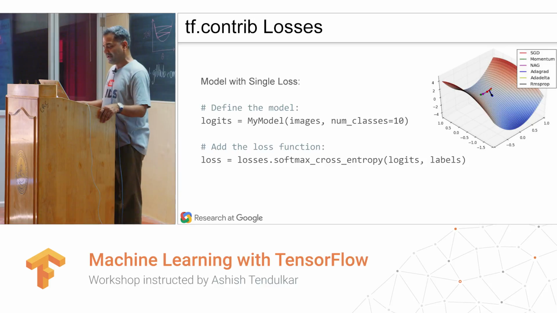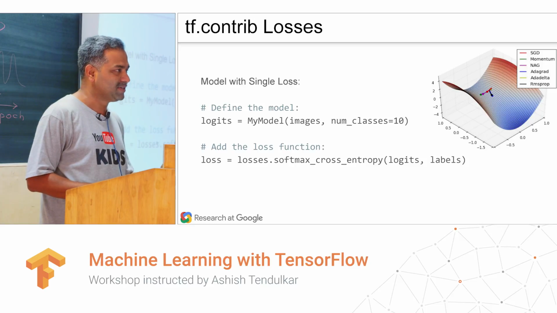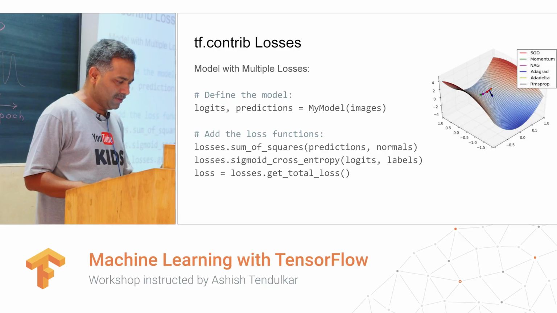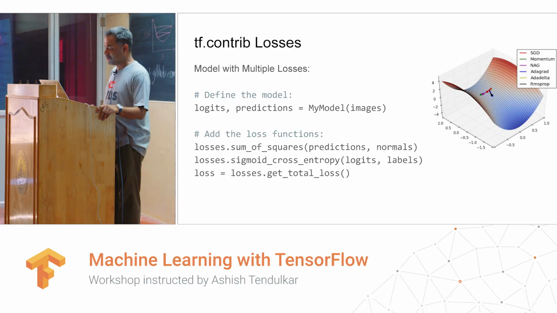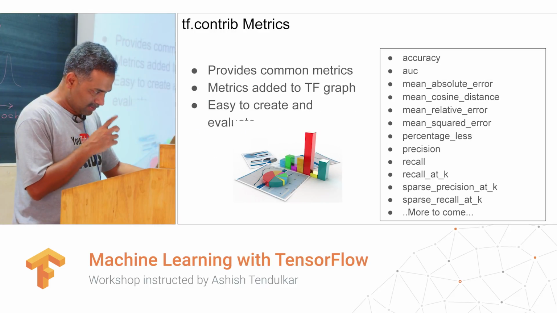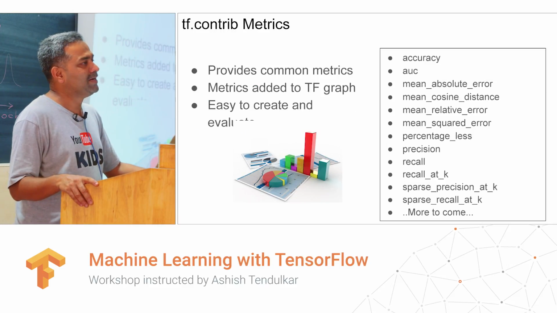Then we talk about loss metrics, right? So we have functions like softmax cross entropy. There are a bunch of loss functions defined, something like softmax cross entropy loss, right? Then we have sum of squared loss, sigmoid cross entropy loss, right? These are all loss functions that are defined by the Layers API, right? Then we also talked about metrics, right?